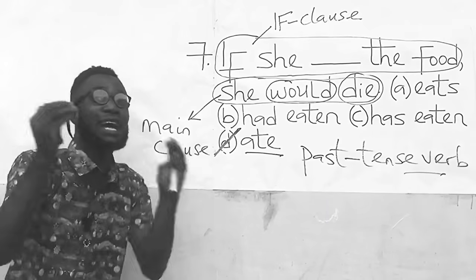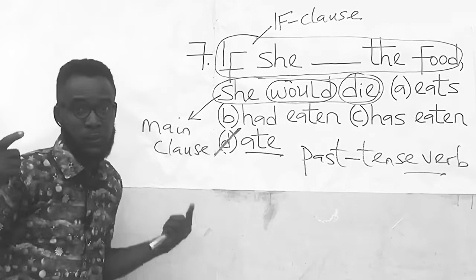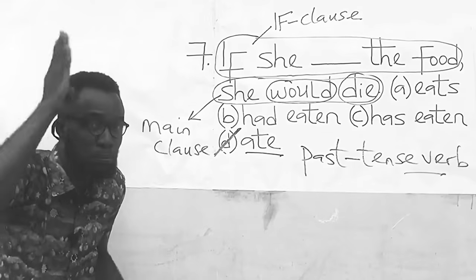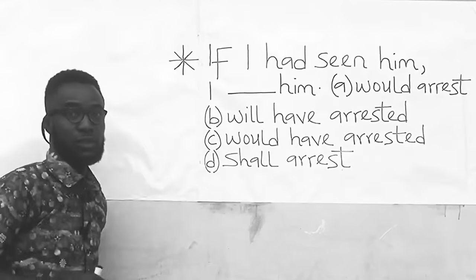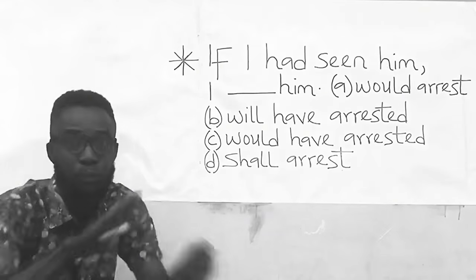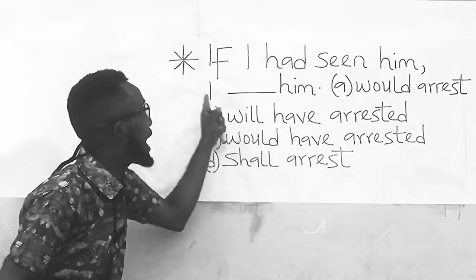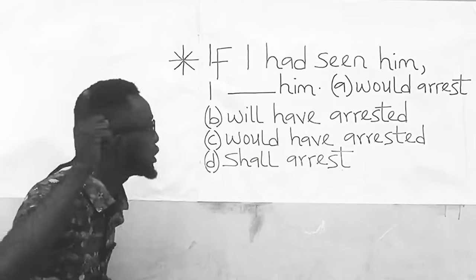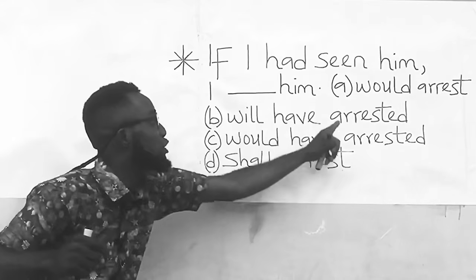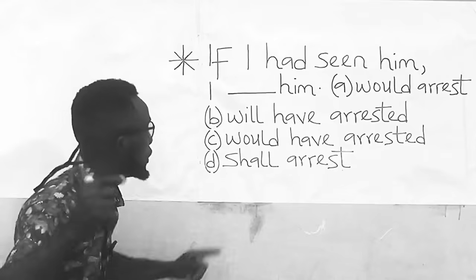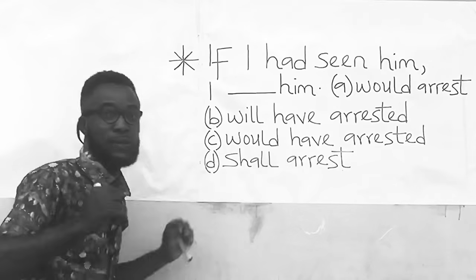Let us look at another question under completion of if statements, so that you will understand much better. It reads, if I had seen him, I dash him. Option A, would arrest. Option B, will have arrested. Option C, would have arrested. And option D, shall arrest.